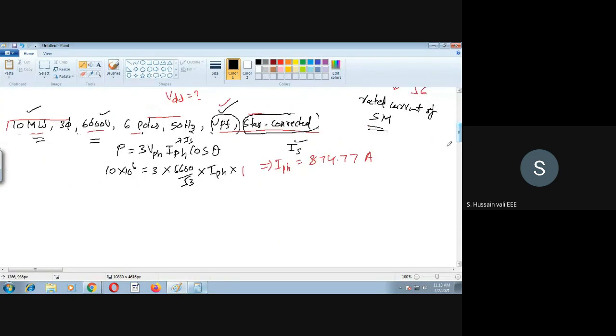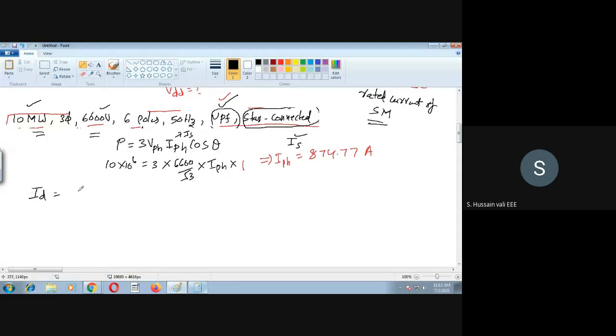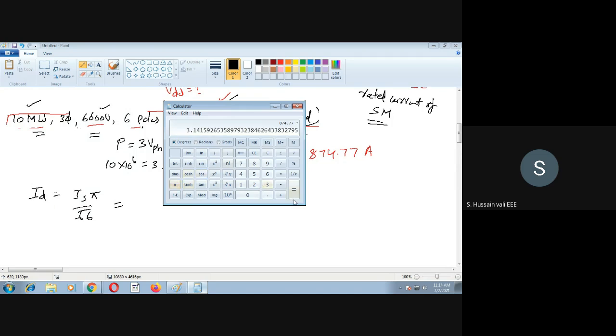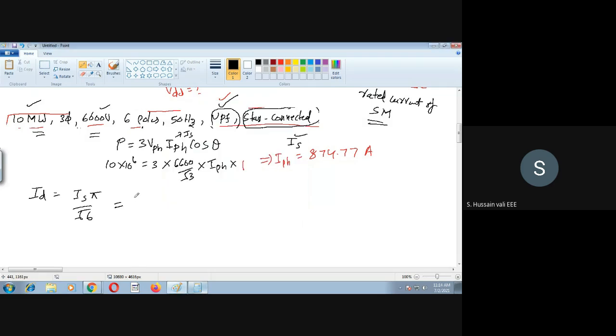So we'll do one thing. ID, what is the formula for ID? ID is equal to IS into pi by root 6, IS into pi by root 6. And then, once again root 6. Yeah, we got the answer, 1122.13. So this is the ID value.